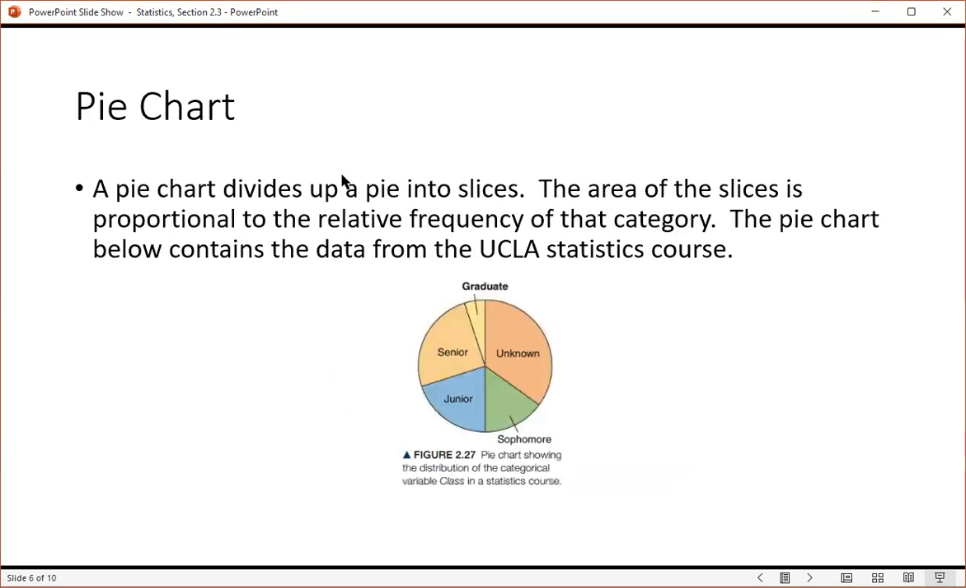So this is supposed to be 35% of the area of the entire pie. Right, and the same thing goes for the other. I think the next one, the seniors, was 25%. So this is supposed to be 25%. So the relative size of the slices is supposed to be the relative amount that they make up of the entire distribution. Right, and so that's how you can go through and create a pie chart.